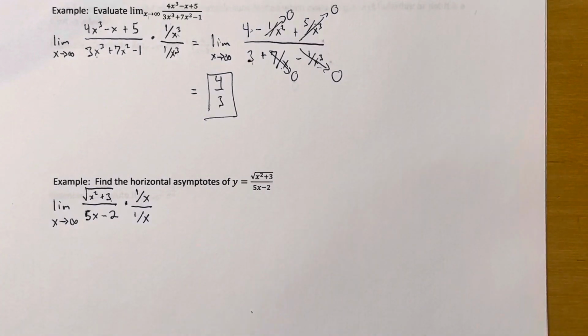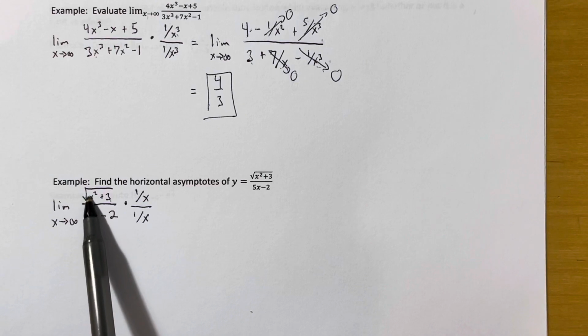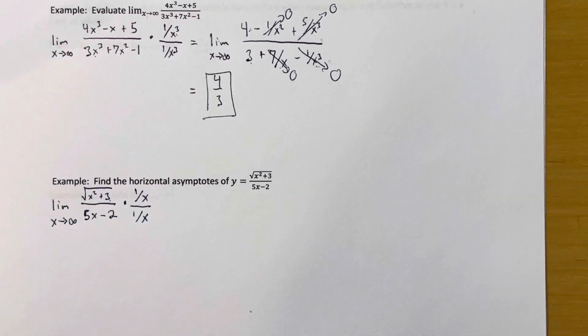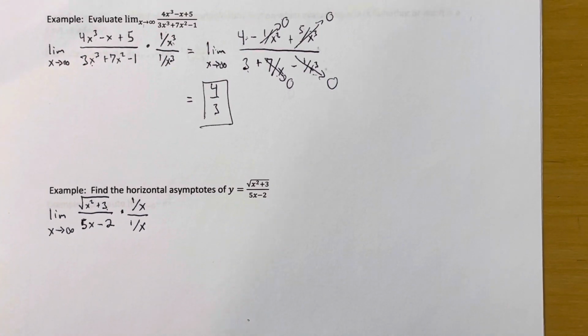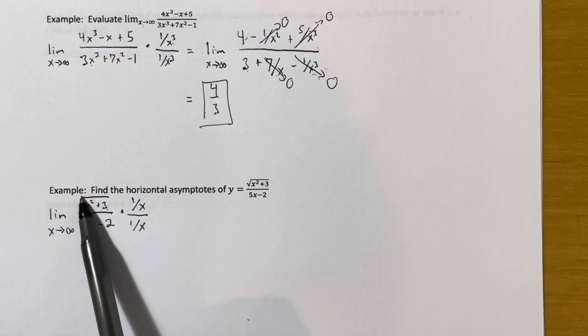Now you might be looking at that and think, why didn't I multiply by 1 over x squared? After all, the highest power that I'm seeing is an x squared. And the reason for that is because this numerator is not just a polynomial. In my previous example, I had polynomials. In this case, I have a polynomial under a radical.